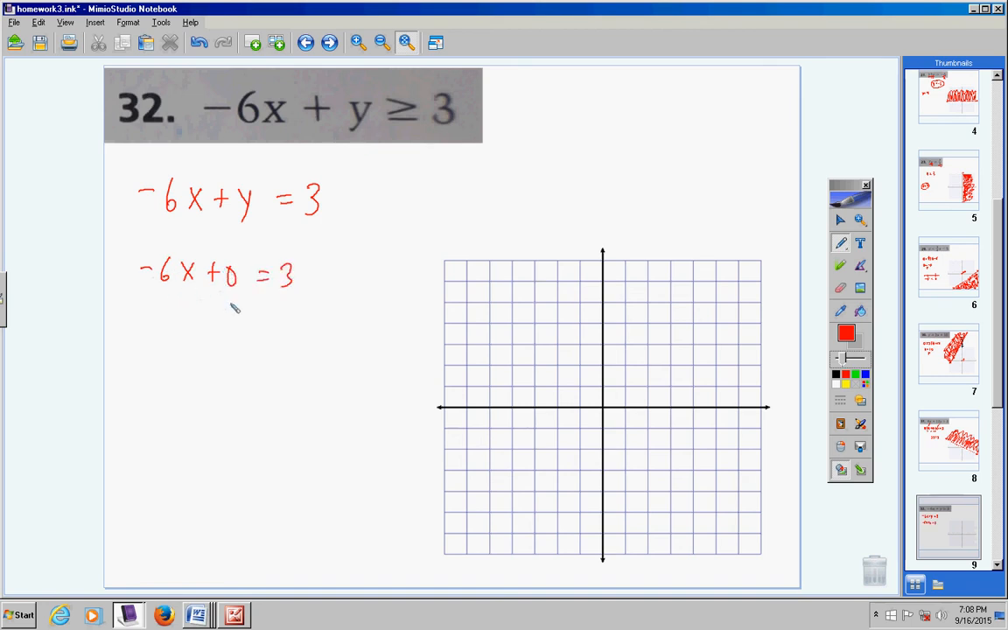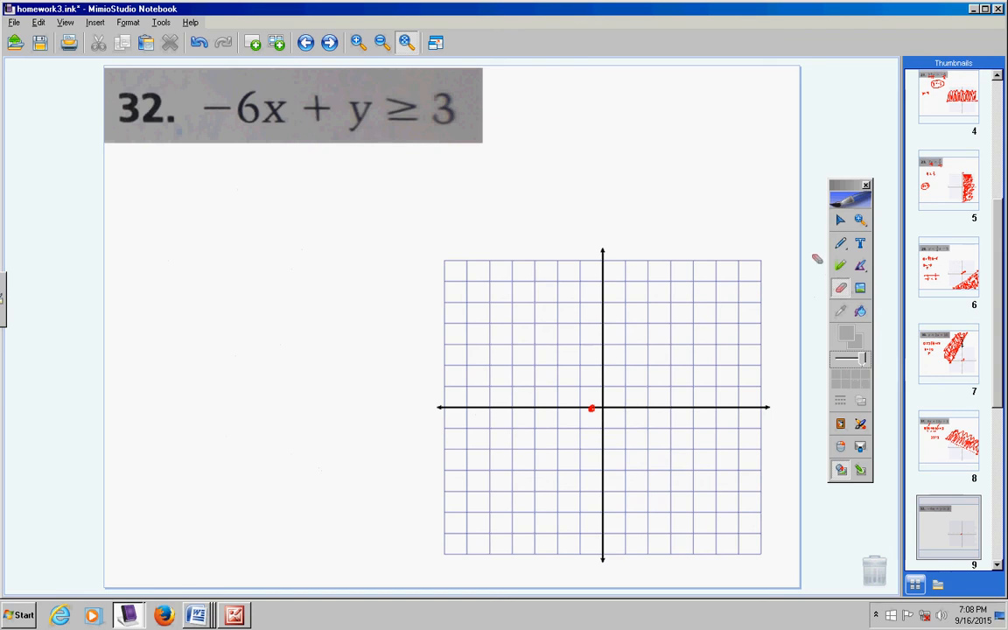Negative 6x plus 0 is negative 6x. Now divide both sides by negative 6. Now be careful. A positive 3 divided by a negative 6 is negative. 3 divided by 6 is 1/2 or 0.5, whatever you want to put. So there's my x-intercept, negative 1/2.